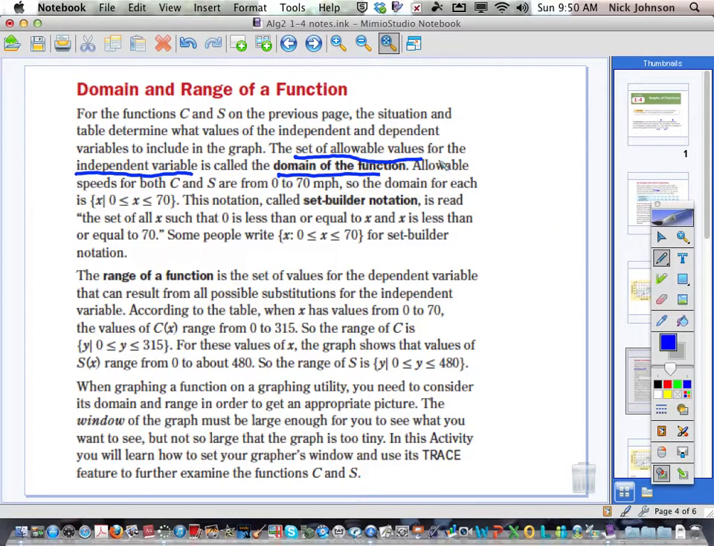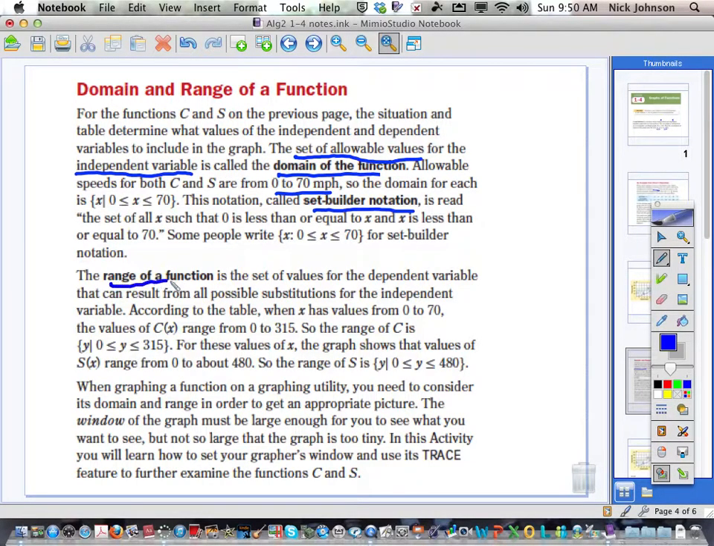Now, in this case, the allowable speeds for both c and s are from 0 to 70. So the domain for each is x such that 0 is less than or equal to x is less than or equal to 70. This is called set builder notation. You need to get familiar with it. You're going to use this a lot. It's very easy. You're talking about the domain. So you use x such that, here's the lowest in the range, here's the highest in the range.